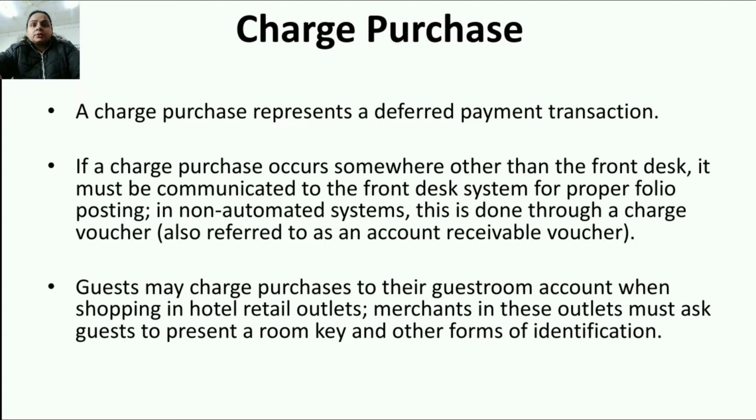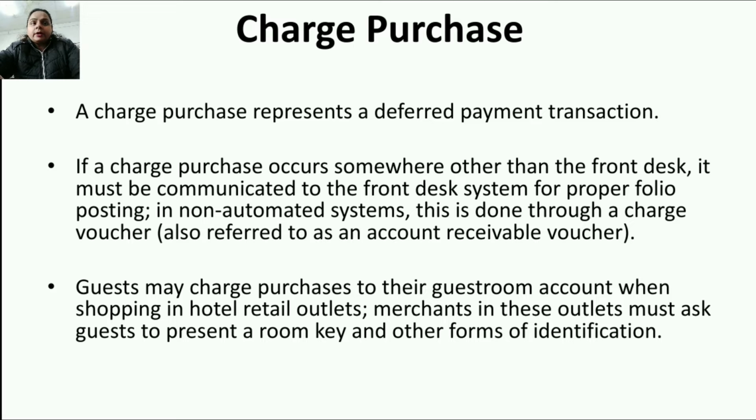Charge purchase. Charge purchase represents a deferred payment transaction. If a charge purchase occurs somewhere other than the front desk, it must be communicated to the front desk system for proper folio posting, or in a non-automated system, this is done through a charge voucher.